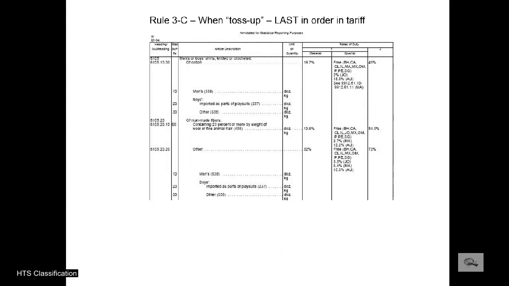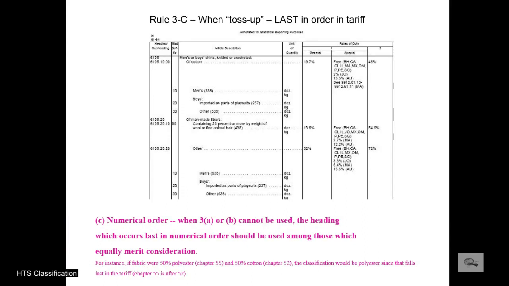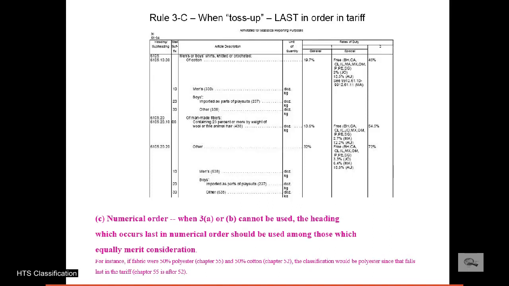When rules 3A, which is specific versus broad, or 3B, which is essential character, don't seem to apply, the next rule to try is 3C. This is the last in numerical order in the tariff. This is used when you have an apparent toss-up of two or more possible choices, but not one clearly is superior to the other. For instance, if fabric is 50% polyester and 50% cotton, the classification would be polyester since it falls last in the tariff. Chapter 55 is after Chapter 52.